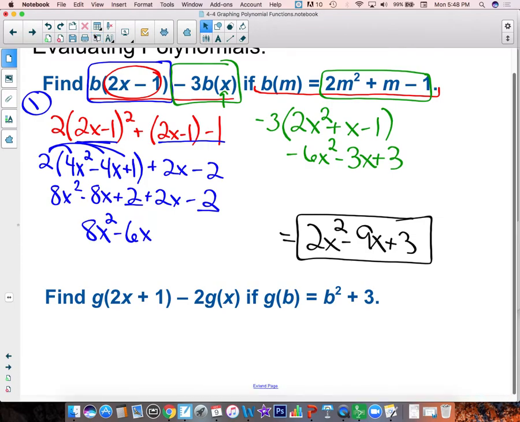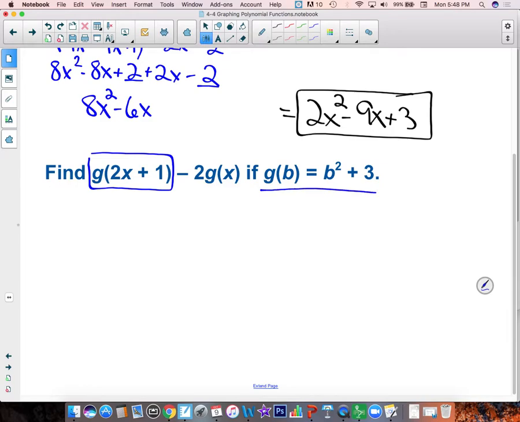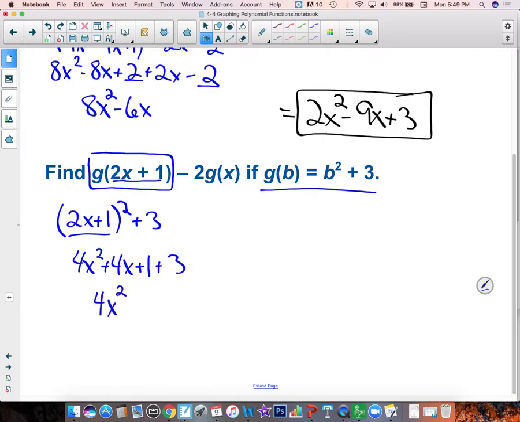Alright, on this next one, we're going to do the two different pieces again. We're going to try this one first. This is the function that I'm using, b squared plus 3. I'm plugging 2x plus 1 in for b. So it's going to be 2x plus 1 squared plus 3. If I FOIL that out, I get 4x squared plus 4x plus 1, and I got the plus 3. So I got 4x squared plus 4x plus 4.